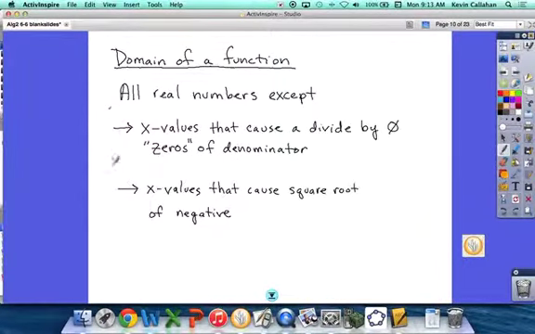So these are the two exceptions to the all real numbers for the domain. And in fact, the square root of a negative, and more generally, even roots of negative numbers would not be allowed.